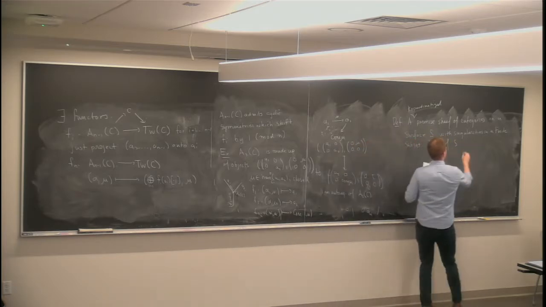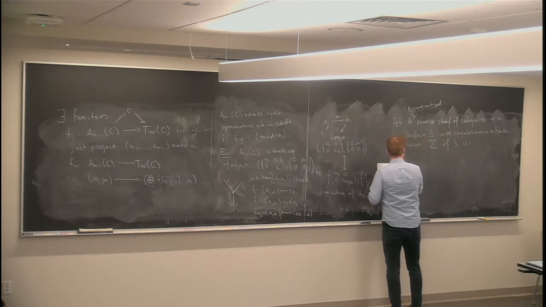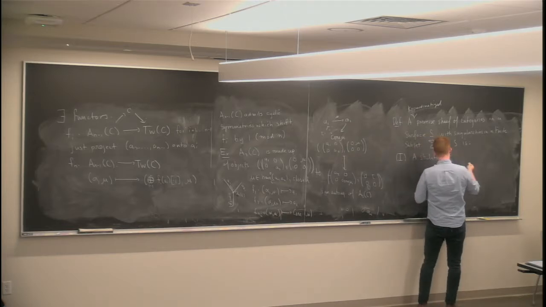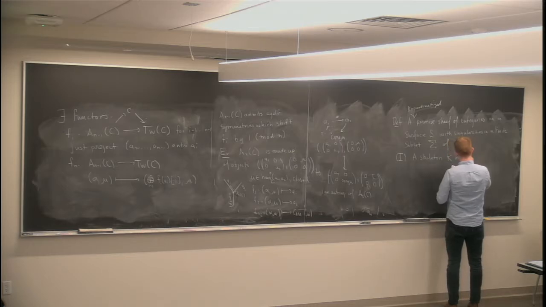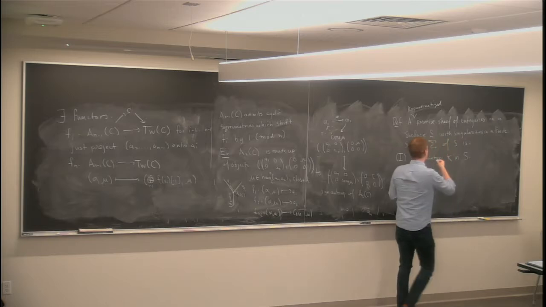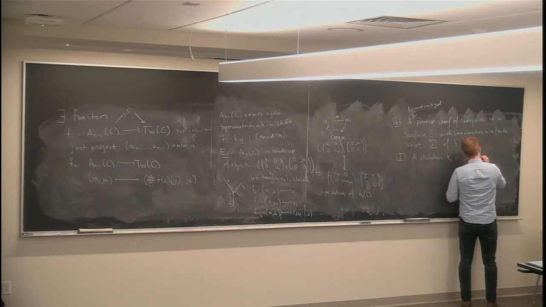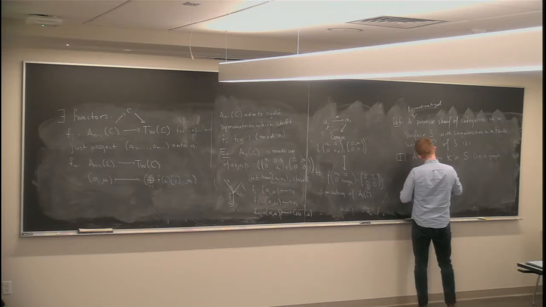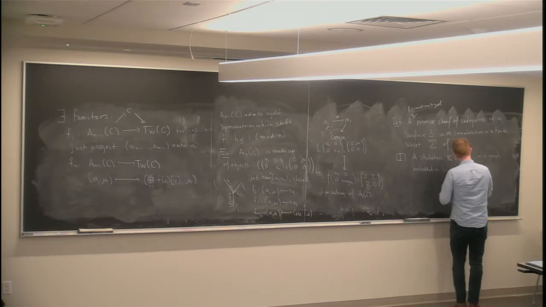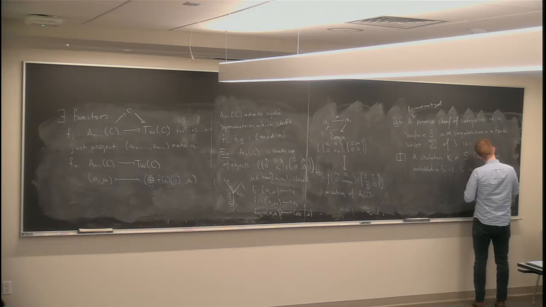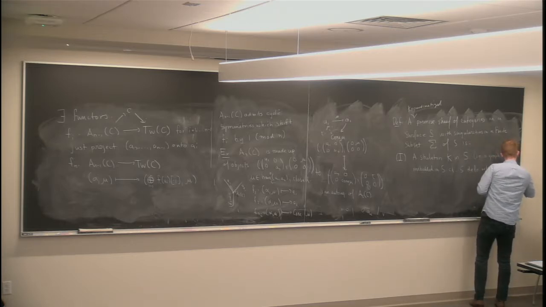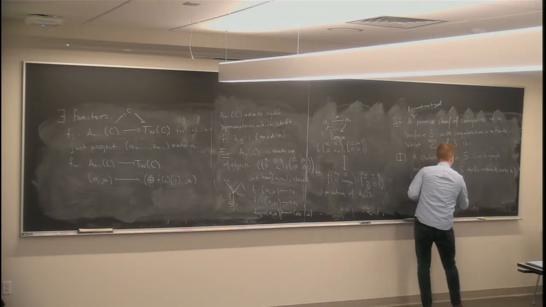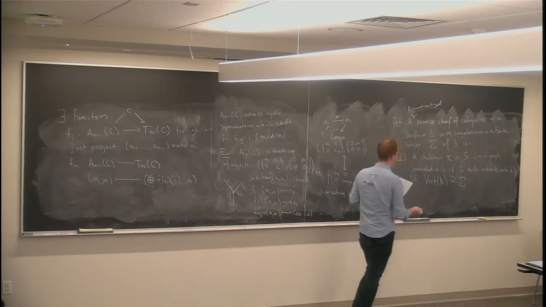Data. So one, a skeleton K in S. A skeleton in S is a subgraph, a graph embedded in S, such that S deformation retracts onto K, and such that the vertices of K contain sigma. So every point in sigma must be a vertex of K.